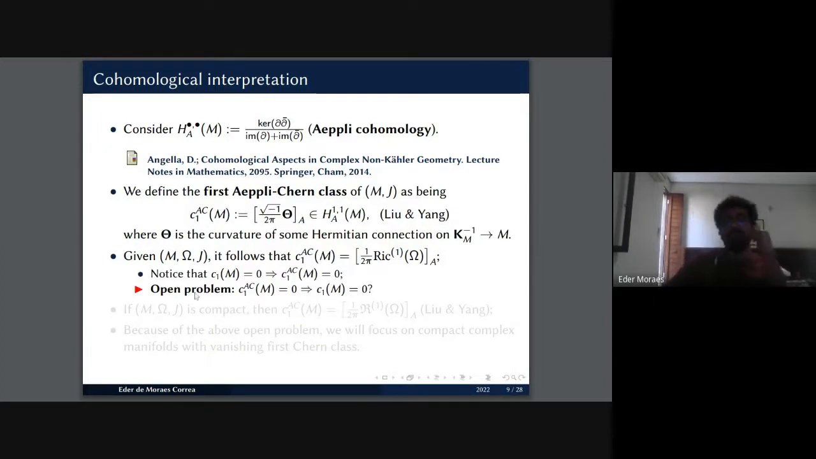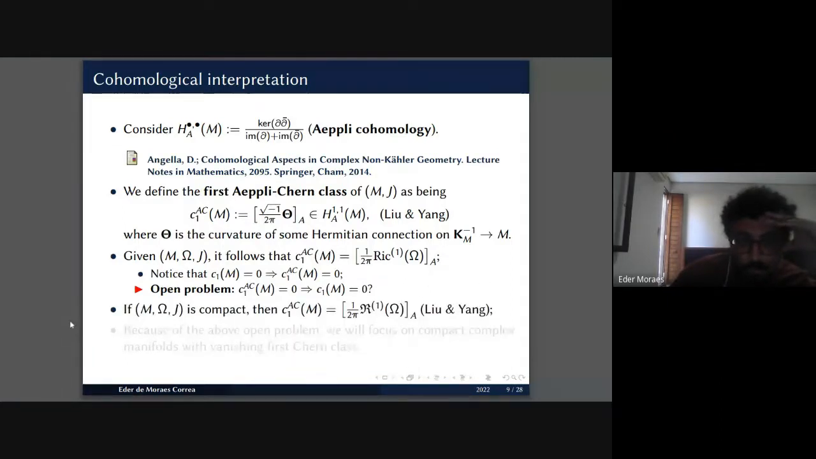And from this, we have the implication which I mentioned at the beginning. If the first Chern class of the manifold vanishes, the first Aeppli-Chern class will also vanish. So we have this relation. The opposite implication is an open problem. It would be interesting to know if there is any example which satisfies this implication. It's not known.